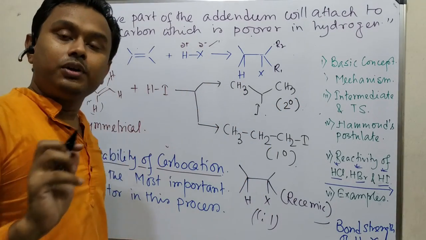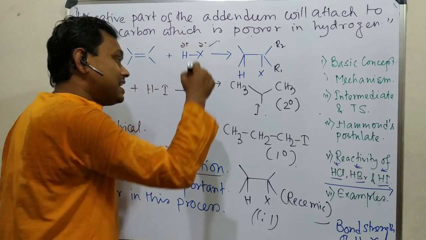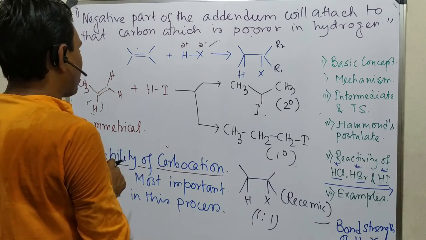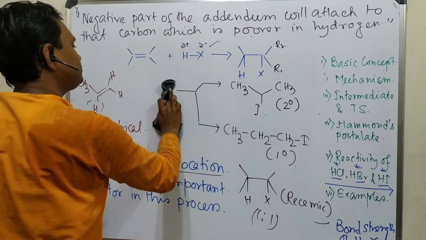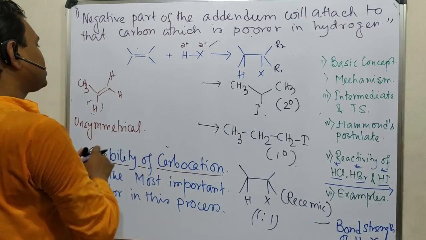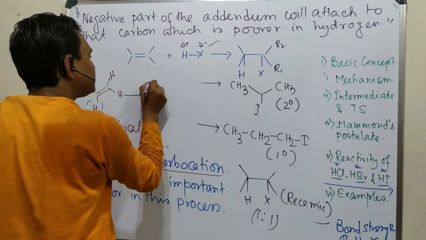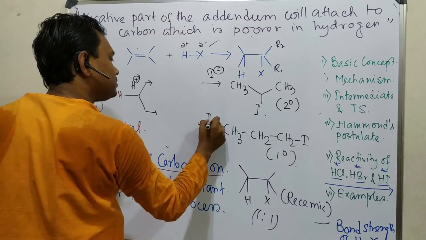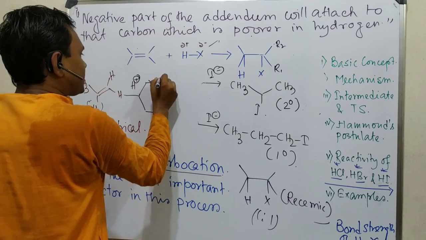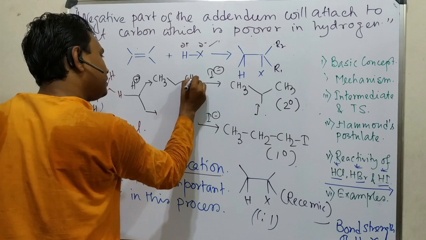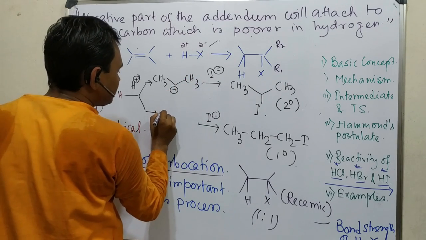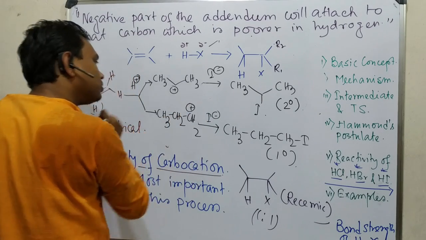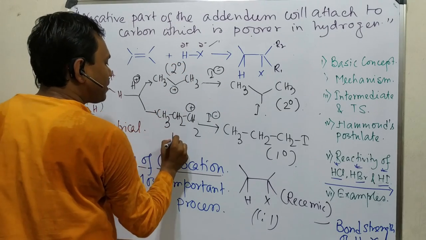So what I have told is that you don't need to memorize anything, only keep one factor in mind: the stability of the carbocation is the RDS step and that will govern. So what type of carbocation formation is possible? Let's go through it in a little more detail. Now H plus, and in this case I minus will be there. So H plus can prepare this carbocation, or it can prepare this carbocation, both. This is a secondary carbocation and this is a primary carbocation.